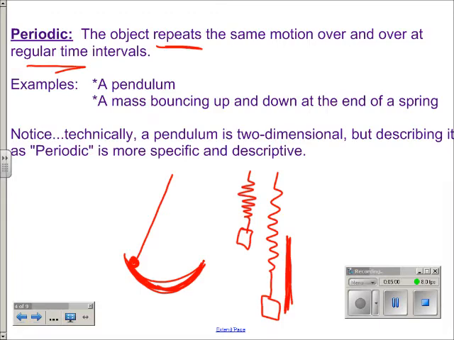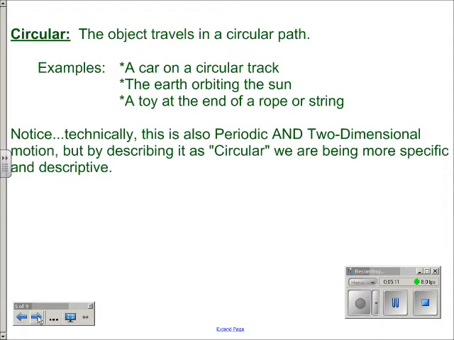And these are currently arranged in the video in order from least descriptive to most descriptive. So one dimension, two dimension, periodic, and then the third one is circular motion, which is pretty self-explanatory. It's an object traveling in a circular path.